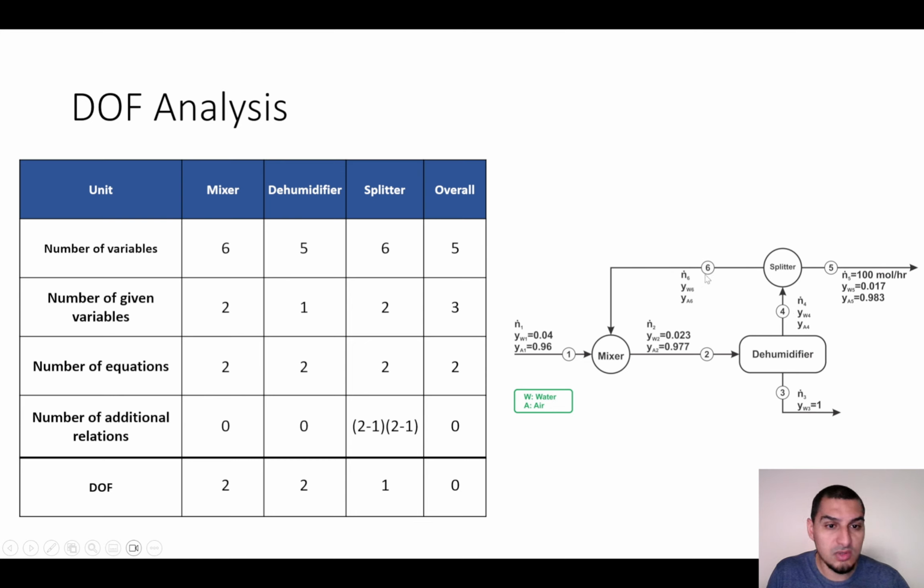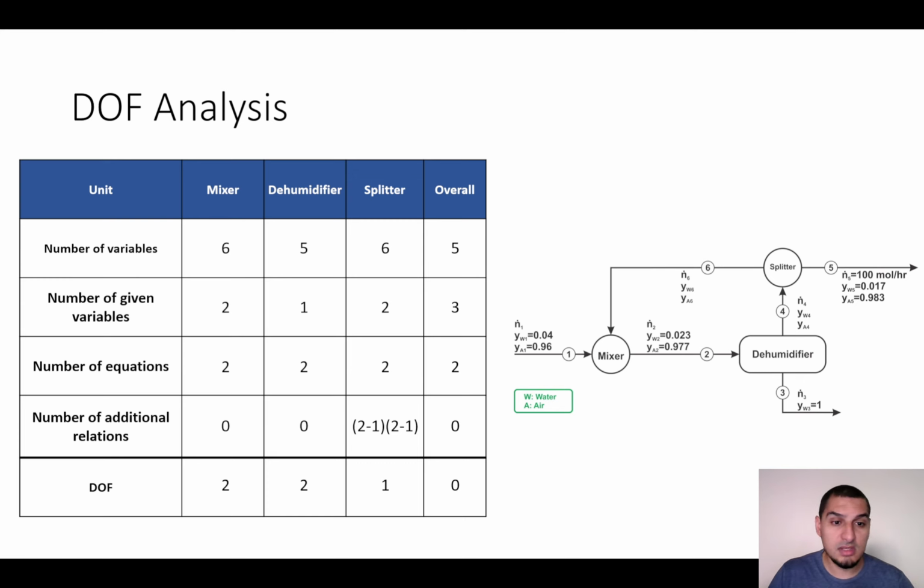So we will add one more piece of information to the dehumidifier, one to the mixer, so we can solve the mixer and the dehumidifier. So we'll start with the overall loop, then the mixer, and then we can solve the dehumidifier or the splitter. So this is the plan that we're going to follow.